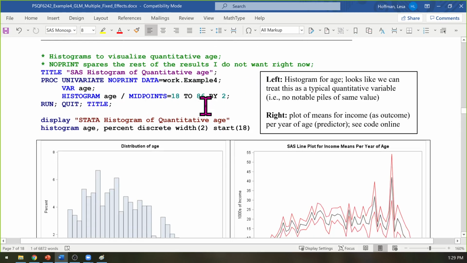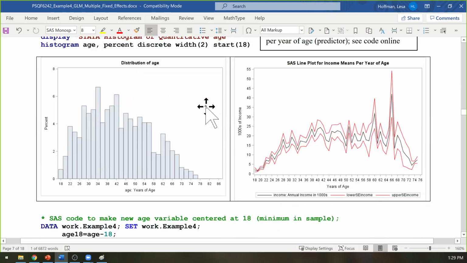So I'm doing a little bit more descriptive information about age. I have a histogram for its distribution. And I have a plot here that I created for what the mean income is for each distinct year of age. To make this picture, I rounded age into the nearest 2-year interval. The black line shows the mean, and the red line shows the standard error around the mean, so plus or minus 1 standard error.